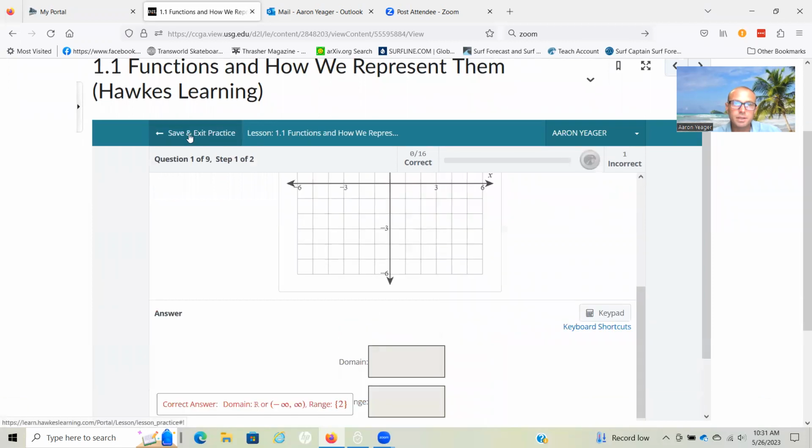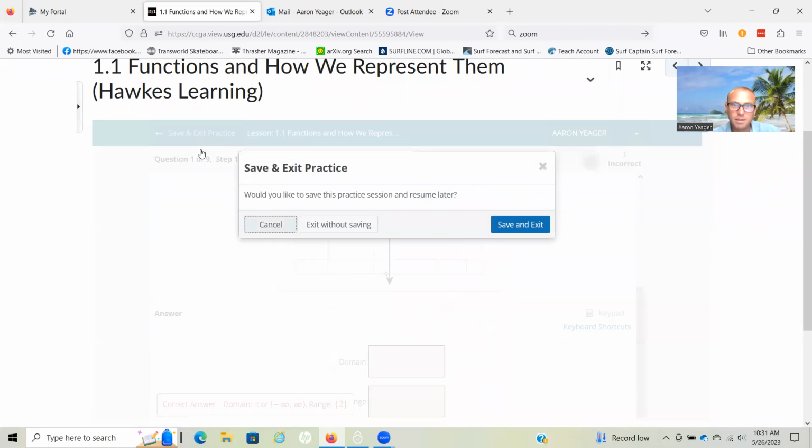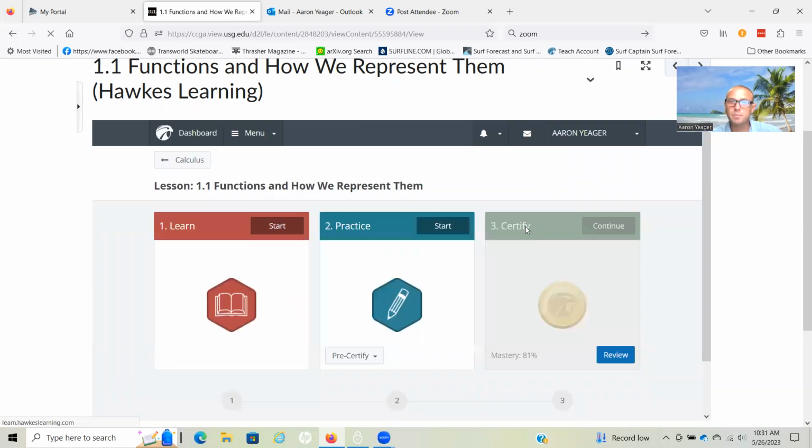So then you would save and exit. So that's the practice section. You want to do the practice section first, because these problems in the mastery here are exactly the same, with just some numbers changed.